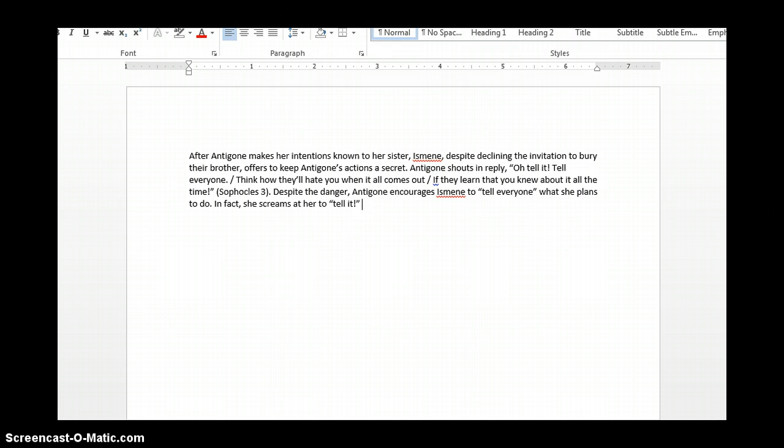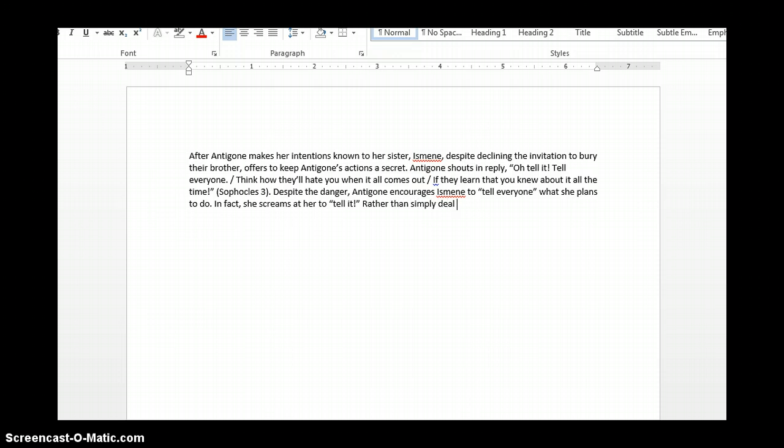And then I think about what her options were. She could simply bury her brother and hope that no one finds out, or no one finds out that it's hers. She could bury her brother and just deal with the consequences if people find out. But that's not really what she's doing. She's actually telling Ismene to tell everyone, almost as if she wants other people to know that it was her. She wants that recognition. So I'm going to include that in my analysis as well.